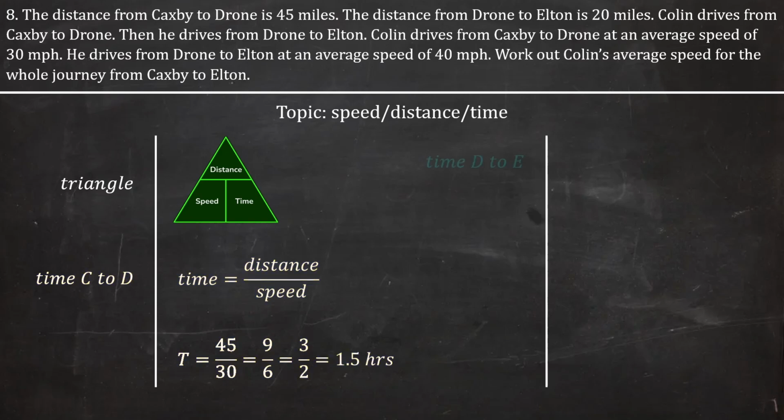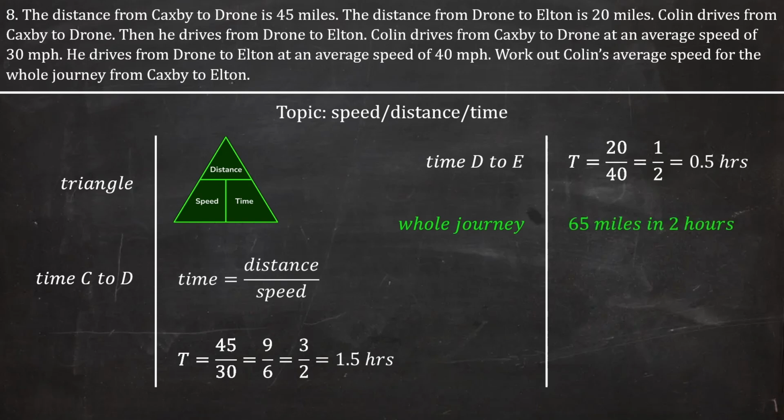Then we need to find the time from D to Elton. So time is distance over speed, so 20 over 40, which is a half, and just to make it easier, I'll leave it as a decimal, so half an hour. So the whole journey is going to be 65 miles, adding the distances together, in 2 hours. You can add distances, you can add time, the only thing you cannot add is speed, because speed is a compound measure.